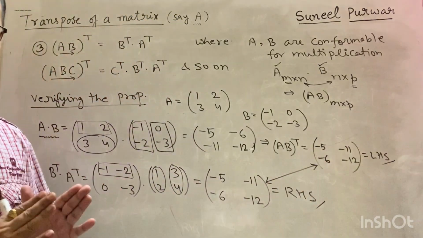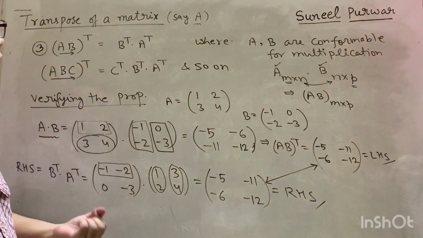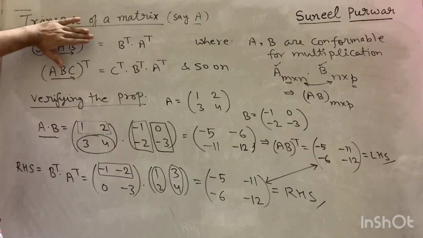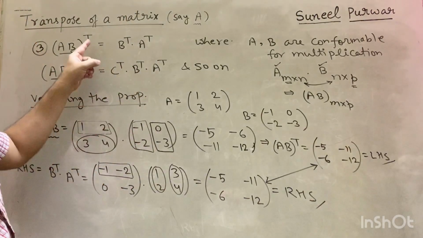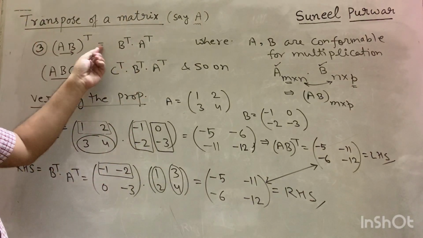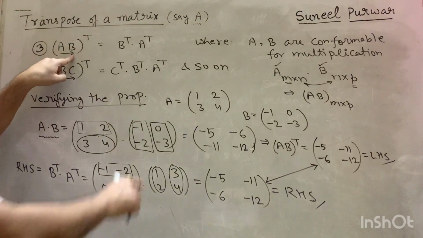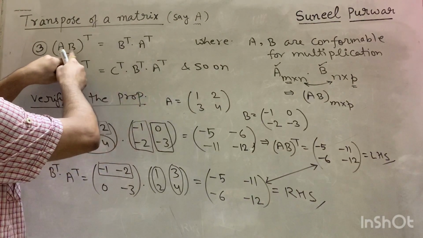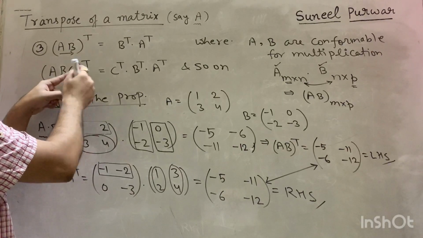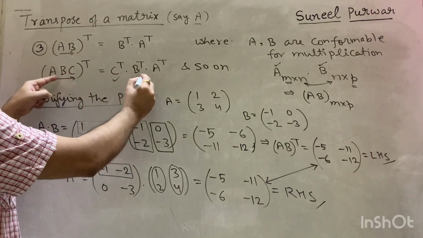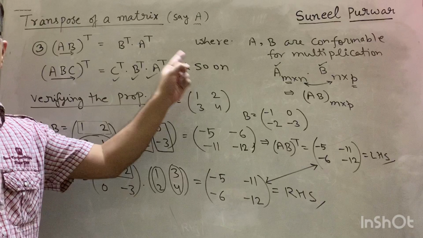So I have shown you that this LHS is equal to this RHS. Okay, and hence the property: transpose of AB is equal to, write the matrices in the reverse order in the RHS. Okay, B transpose into A transpose. Okay, similarly here, first C transpose, then B transpose, then A transpose. All right.